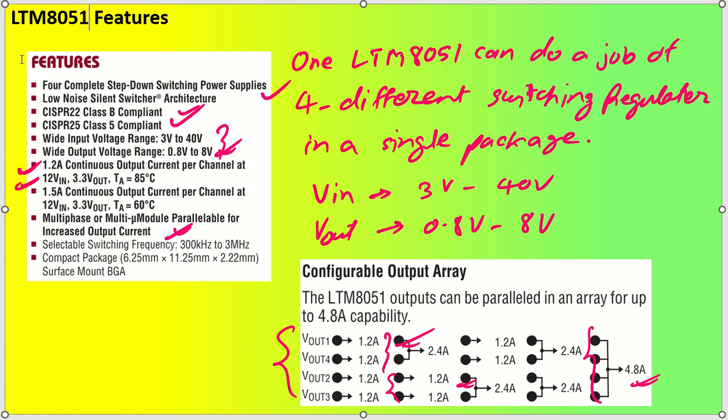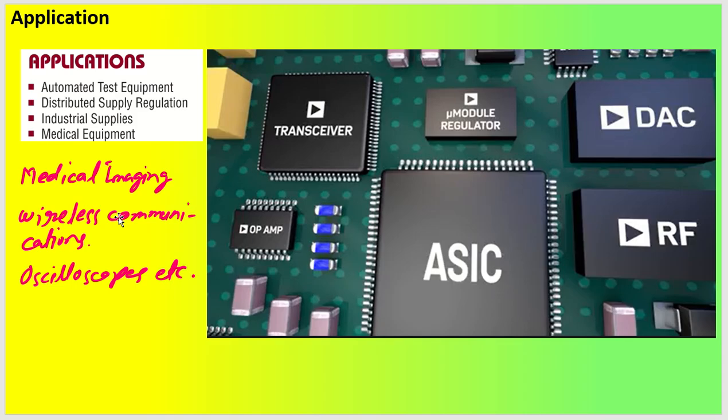LTM8051, this is the part number. Coming back to applications, as I already told you, it has automotive test equipment applications. Then it can be used in distributed supply regulation like DCS, or it can be used in SCADA also. Then it can be used in industrial supplies or automation, and in medical equipment. Medical imaging, basically, requires very compact regulators. It can be used in wireless communications and oscilloscopes, like measurement equipment.